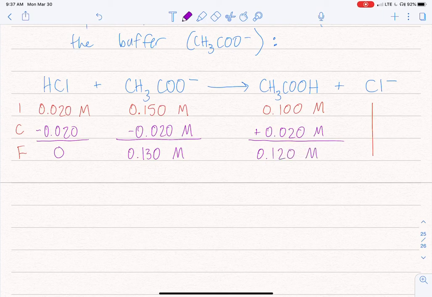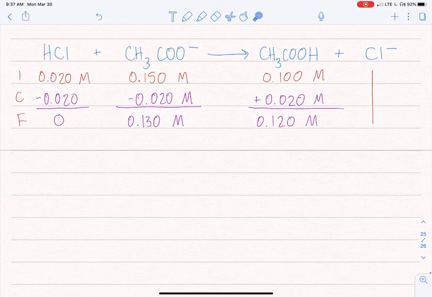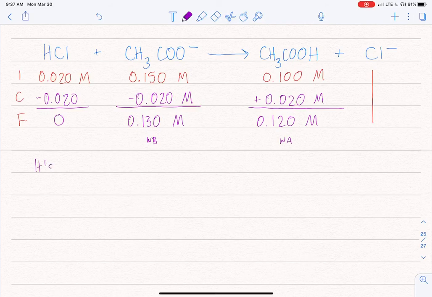Now, after this reaction happens, the buffer doesn't re-equilibrate. This is the new normal for it. So now it's still a buffer. Notice that we still have both the weak base and weak acid pair. So it's still a buffer at the end. So what do we use to calculate the pH of a buffer? The Henderson-Hasselbalch equation.